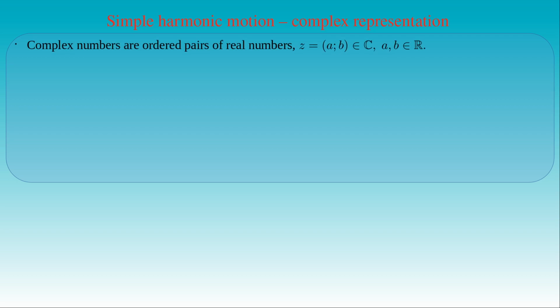Periodic motion can be described with complex numbers in physics, which provides a convenient representation for simple harmonic motion. Complex numbers are ordered pairs of real numbers, that is, a complex number z is given by the pair a and b, where a and b are real numbers. The first member a of the pair is called the real part of the complex number z, and the second member b is its imaginary part.